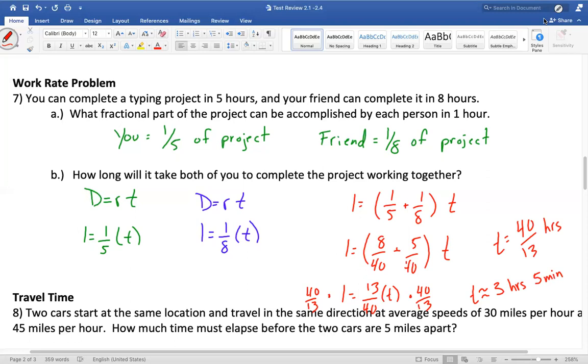And I know that makes sense to me because if it would take me, who would work faster than probably my friend, 5 hours to do it, I know if I work with a friend, it should take me less. And since my friend's a little bit slower, it's not going to take me half the time, so it should take me somewhere between 2.5 hours and 5 hours. And 3 hours and 5 minutes makes sense.